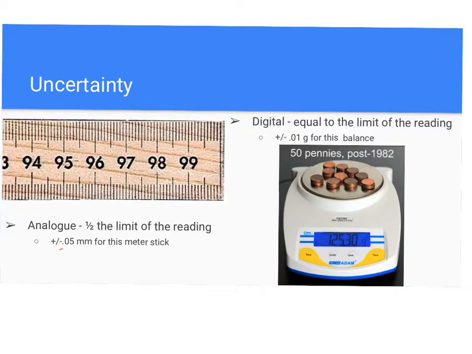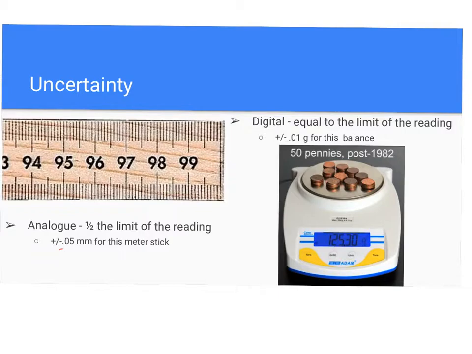This is going to come into play with our two different types of devices. We have two different types of measuring devices that we're going to be using this year. First is analog. These are our meter sticks, our triple beam balances, things that don't have a digital display, things that have a needle that gets deflected, or that we have to observe and look at where does it fall between a group of numbers. And with our analog devices, such as our meter stick that we have pictured here, the level of uncertainty is always going to be half of the smallest graduation.